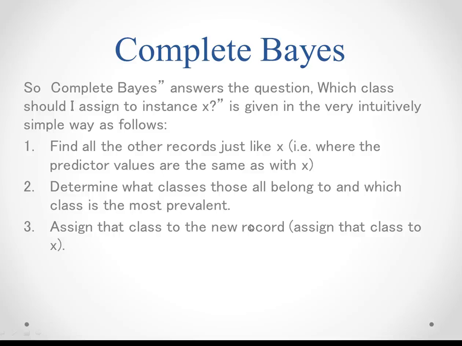Find all the other records just like X, i.e., where the predictor values are the same as with X. So let's talk about this example, where a person walks into our store, and we have these 4 classes. We're trying to classify them into 4.